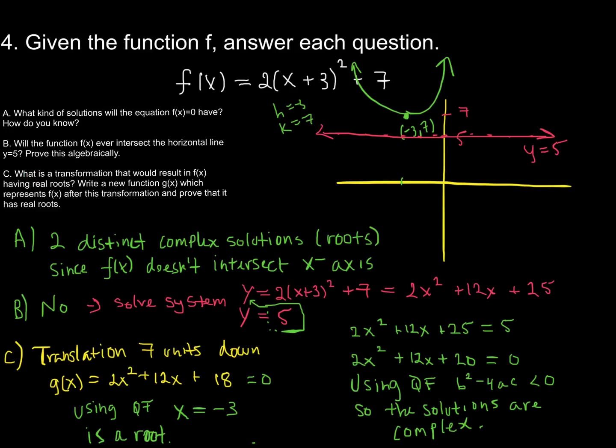What sort of transformation would result in f of x having real roots? Well, an easy way to do it is just say, what if I brought the vertex down to the x-axis? And to do that, you'd have to subtract 7 from your function. In other words, translate it down 7 units. So a translation down 7 units would work. And the way that I would do that, as I just stated, is subtracting 7. So my new function would be 2x squared plus 12x plus 18. Of course, there are other ways to do it, and you could certainly go that route if you wanted.